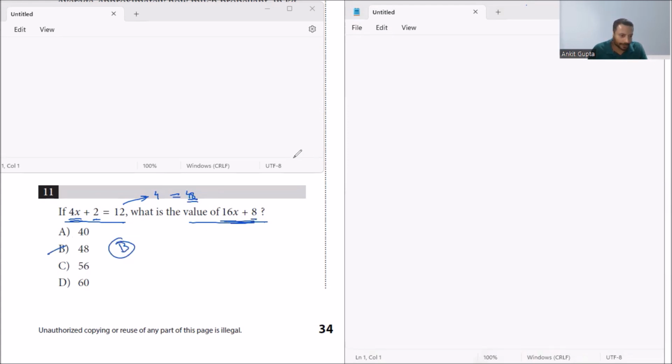You can very well solve the equation also if you want to solve for x or for 4x. In order to do it, we need to make sure that all the variables are on one side and all the constants are on the other side, right? So we can write 4x is equal to 12 minus 2, which will be equal to 10. I can either find the value of x or I can leave it as 4x itself. 16x will be 4 times this. So 4 times 10, which is 40. And then I can add 8 to it to get the value of 16x plus 8, which will be equal to 48, which is option number B.